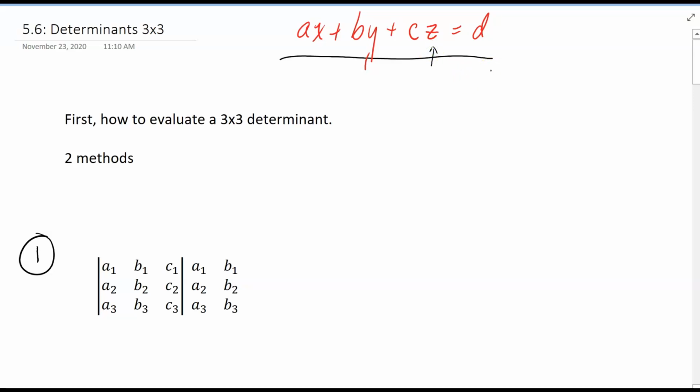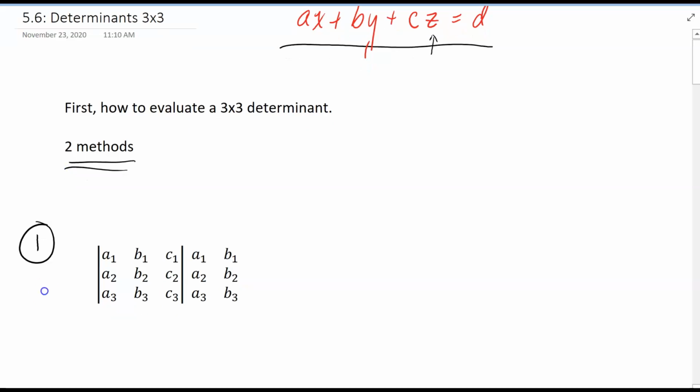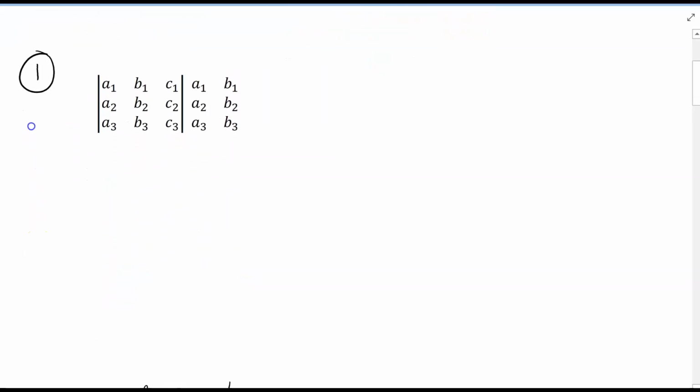Before we can work with Cramer's rule for 3x3 determinants, we need to actually learn how to evaluate a 3x3 determinant. And I'm going to show you two different methods today. In the first method, notice we have here a 3x3 determinant. That alone is a 3x3 determinant. Okay, so that's how it will look.